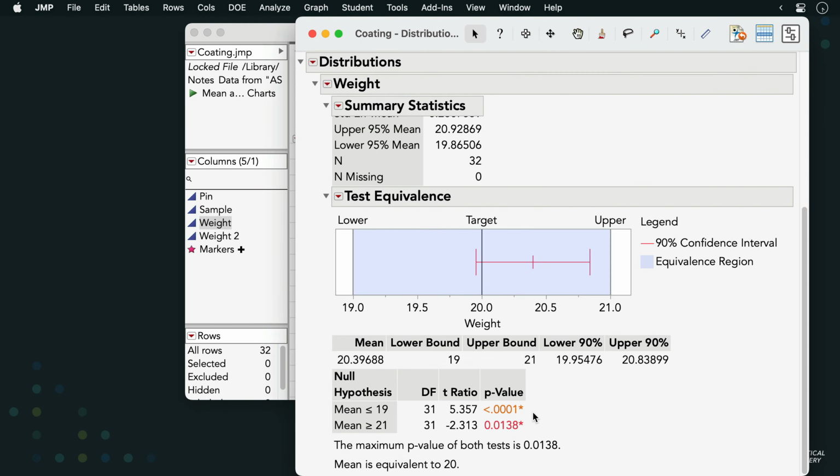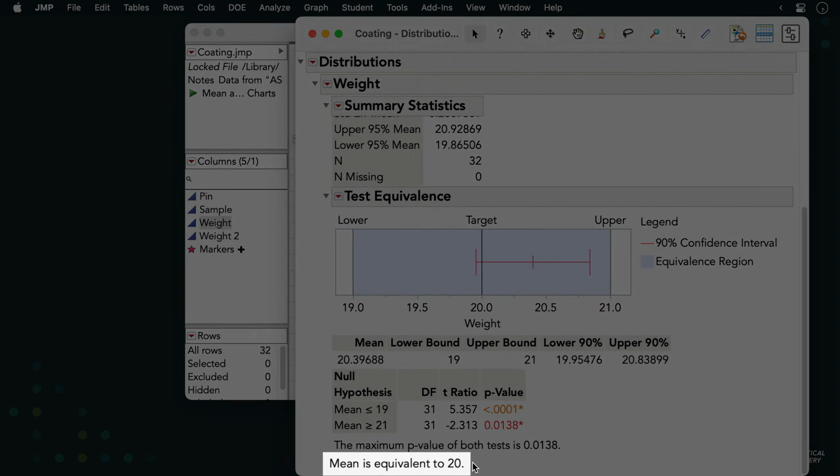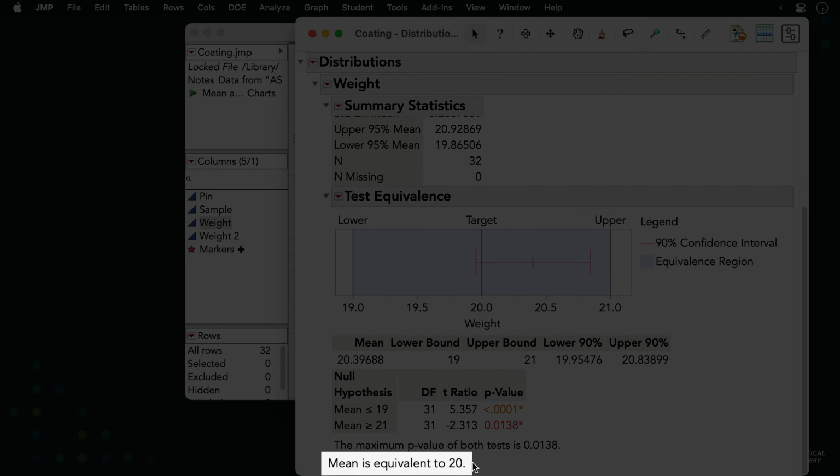The report also provides a written interpretation of the results, concluding that the mean is practically equivalent to the target value of 20.